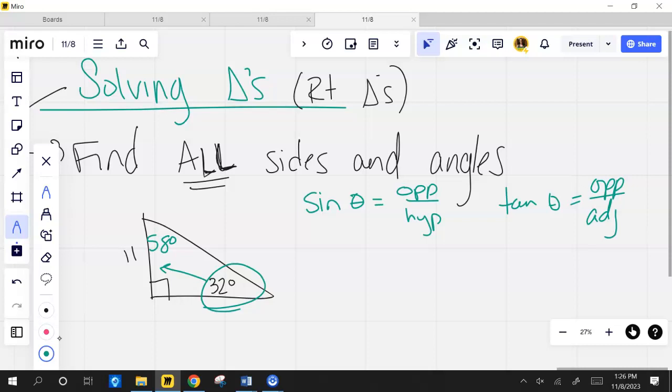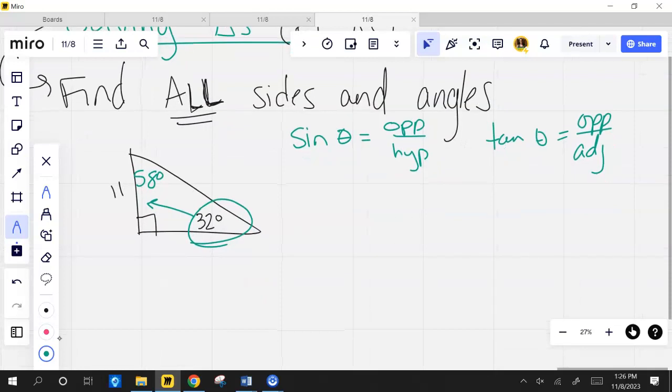All right, second quit and come out. Now, here's why I did that. The sine of 32, notice 32 is in degrees, right? This is just a value. The sine of 32 equals opposite, which is 11, over hypotenuse. I'm going to call this hypotenuse x.